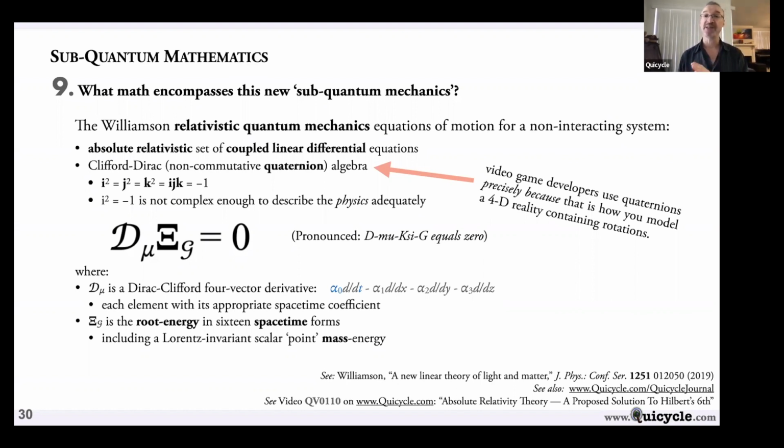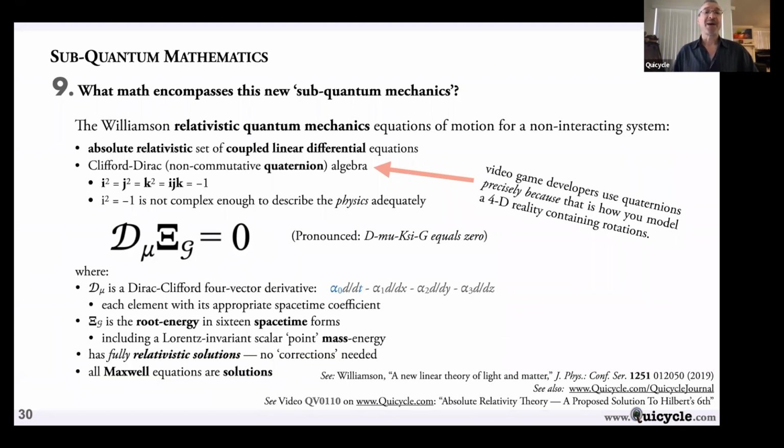So in front of d by dt, we have alpha 0. Alpha 0 is the time vector. In front of d by dx, we have alpha 1, which is the x direction's relativistic coefficient. So this is very important because in every transformation, you have to have the relativistic aspect to that transformation participating in the mathematics in order that it retains its integrity in all of these different types of transformations. The psi g term represents the 16 types of root energy. But we're going to talk about that a little bit on the next page.